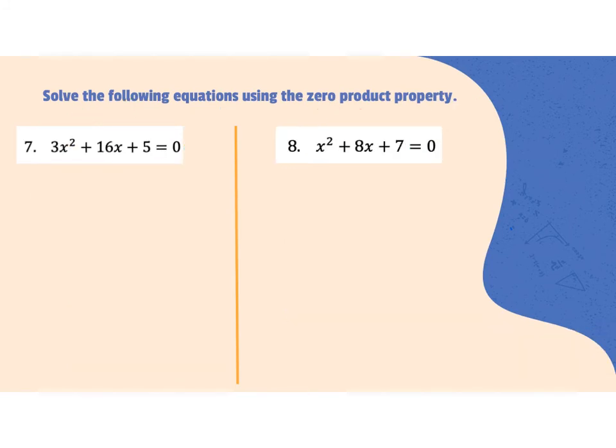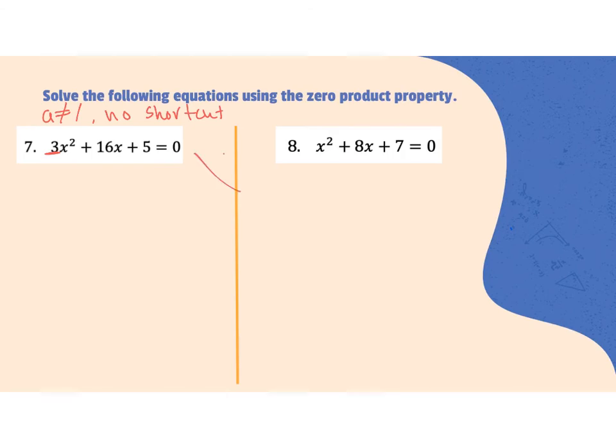In number 7, we have 3x squared plus 16x plus 5. Again, your a term is not 1. A is not 1, so we got to do the full-on factoring. A is not equal to 1, so no shortcut. So we're going to factor it using the box here.